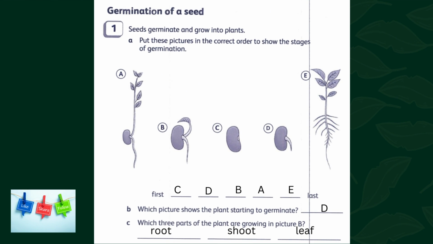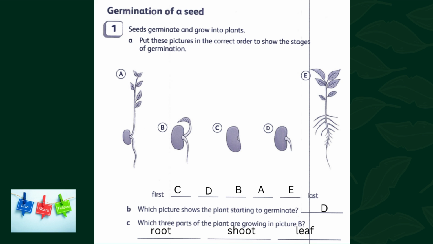Now, germination of a seed. Seeds germinate and grow into plants. A. Put these pictures in the correct order to show the stages of germination. You can see there are 5 pictures, and you have to make a correct order. First, you can say this is C, then D, then B, then A, and the last one is E.